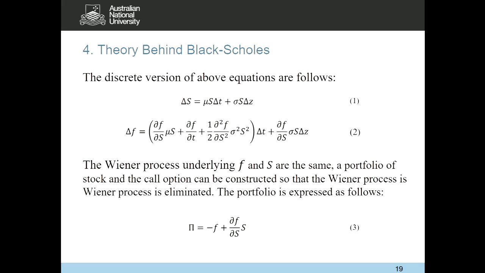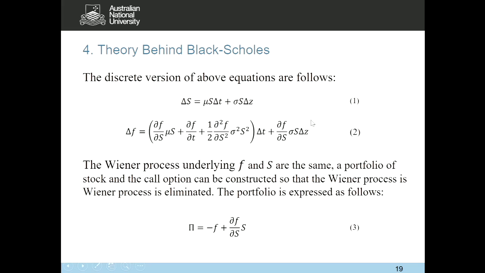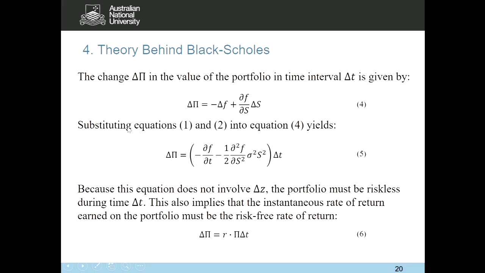Okay, again, I'm going to write the discrete version, which is the delta pi. So delta pi really represents the change in our portfolio value in a very small time interval. And that's the change in the call option price and that's the change in the stock price. Okay? And luckily, we know what the delta F is. So going back here, equation number 2 tells us what the delta F is, right? So what we can do is substitute the delta F into here.